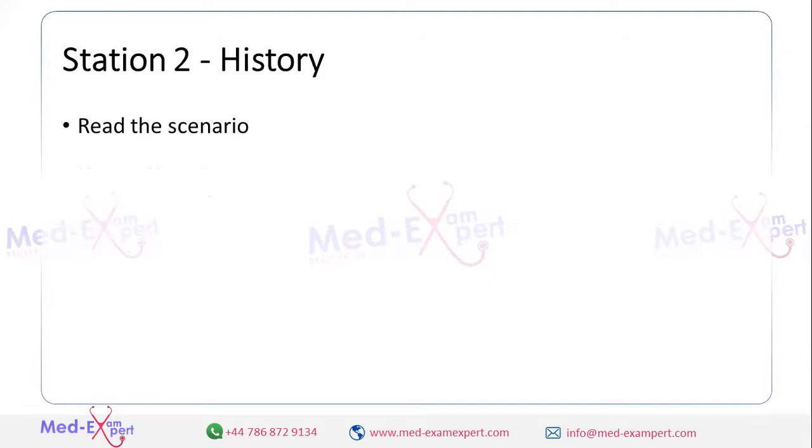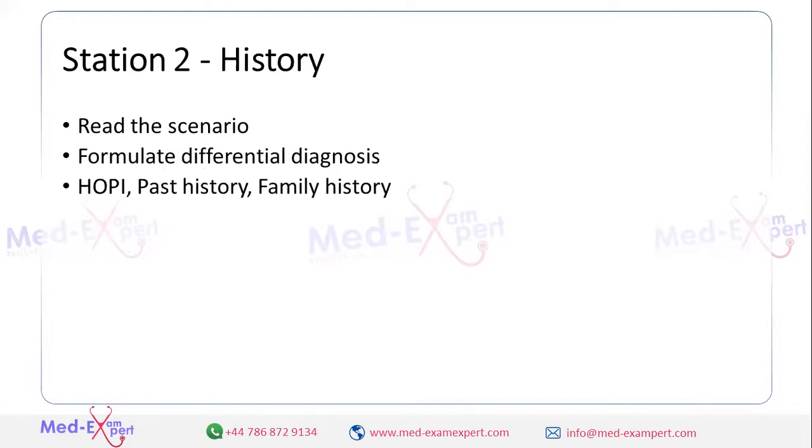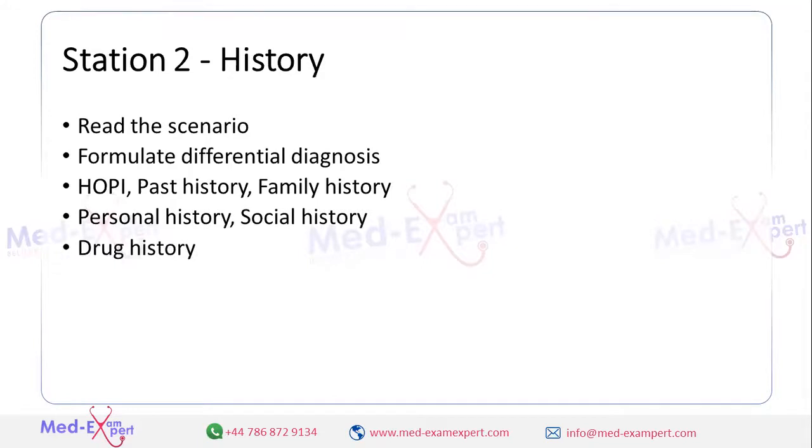History station. So you have 5 minutes outside. You read the scenario at least twice and formulate the differential diagnosis and what are the relevant questions to be asked. So you'll be asking about history of presenting illness, past history, family history of the patient, personal history, social history, drug history, menstrual history, any systemic review.